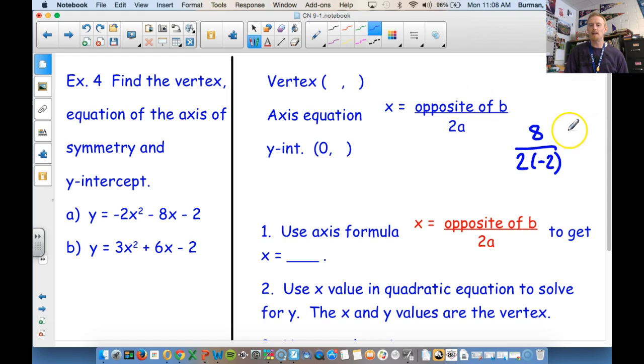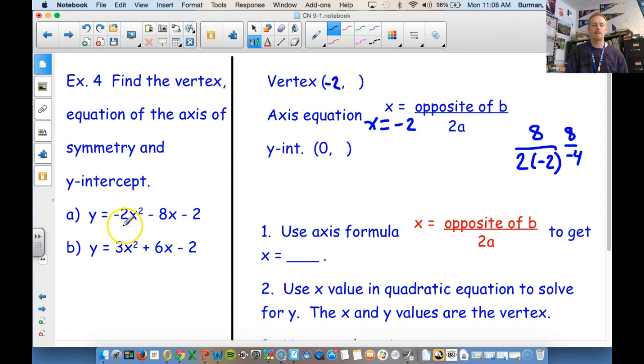So this becomes an 8 over a negative 4, which simplifies to a negative 2. So my axis equation is x is equal to negative 2. Now when I plug that in, my vertex is going to have an x value of negative 2, but we're going to use that value in our equation to find the other part of the vertex, the y value.